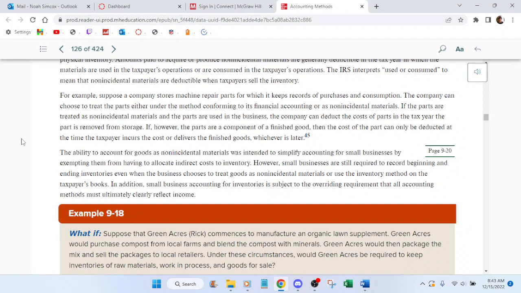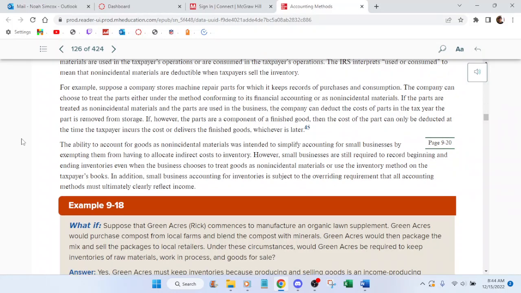Are we reading the example? Commences to manufacture an organic lawn supplement. It will purchase compost from local farms and blend the compost with minerals, then package the mix and sell the packages to local retailers. Would they be required to keep inventories of raw materials, work in process, and goods for sale? I think it's no, because he's a small business.